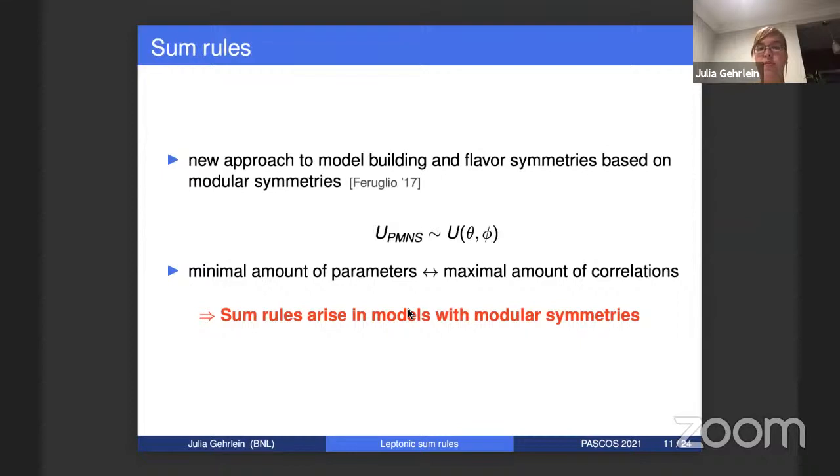Recently, a new approach to model building and to flavor symmetries has been put forward. In this approach, the leptonic mixing matrix can be parameterized by two parameters only, an angle and a phase. This means that the four parameters in the PMNS matrix can be parameterized by only two free parameters. This means that there are correlations between the parameters in the PMNS matrix. This means that some sum rules will arise in models which have these modular symmetries.